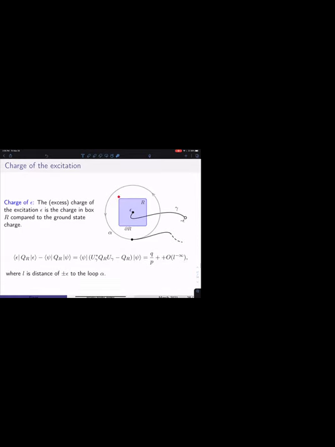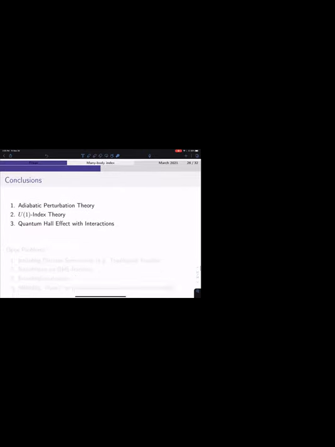Also, if you compute the local charge of this excitation compared to the ground state charge, so the expectation value of charge in this box R minus the expectation value in the ground state, where epsilon is the excitation, this is by definition given exactly by what we saw before in the index theorem. So again, by the index theorem, this is exactly Q over P, where P is the ground state degeneracy and Q is an integer. So the theorem shows that a topological system with a fractional Hall conductance has to have these abelian anionic excitations. Okay, and that's sort of it.